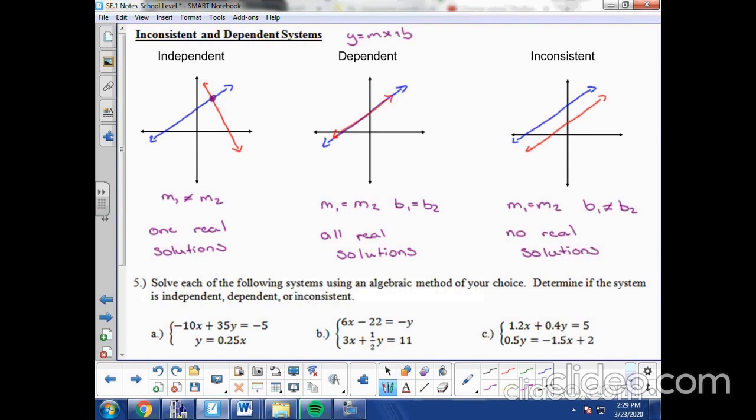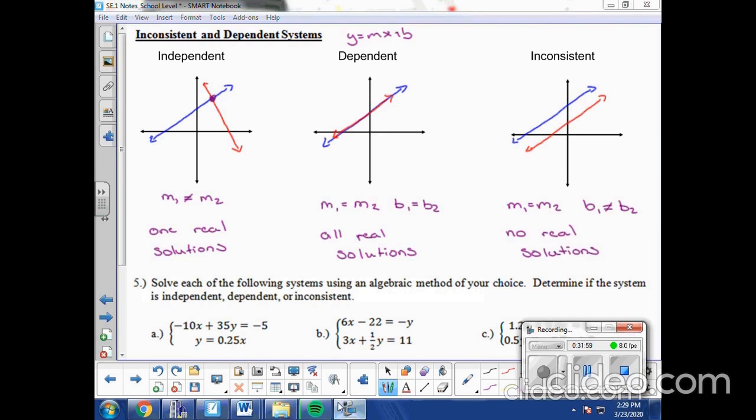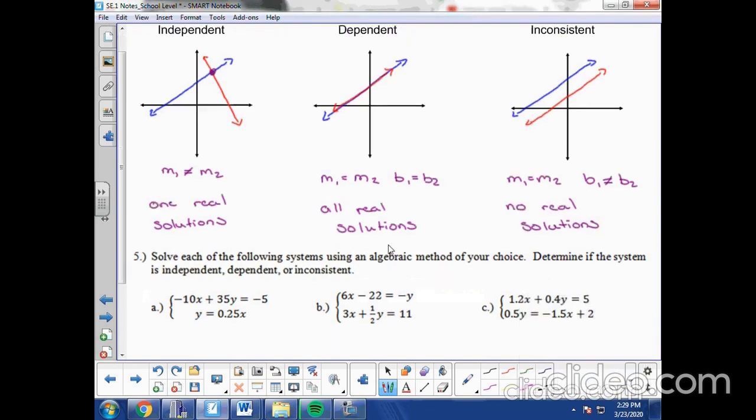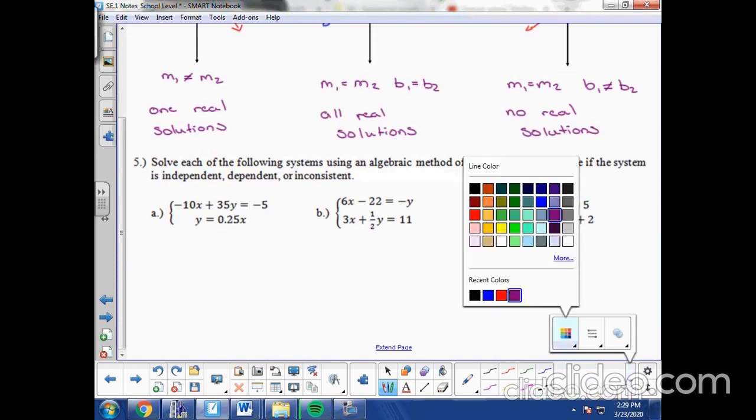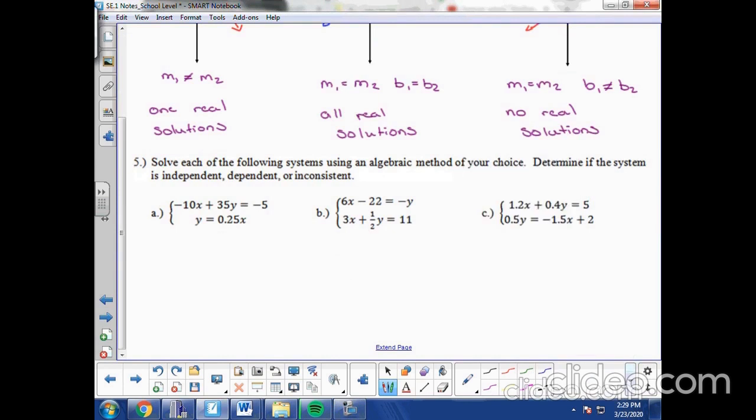Let's actually take a look at what happens algebraically to show us those 3 different instances. So problem number 5 tells us to solve the systems using an algebraic method of our choice and determine if the system is independent, dependent, or inconsistent. So let's go ahead and take a look at 5a. Go ahead and see if you can solve for x and y in 5a. Go ahead and pause the video and solve now.